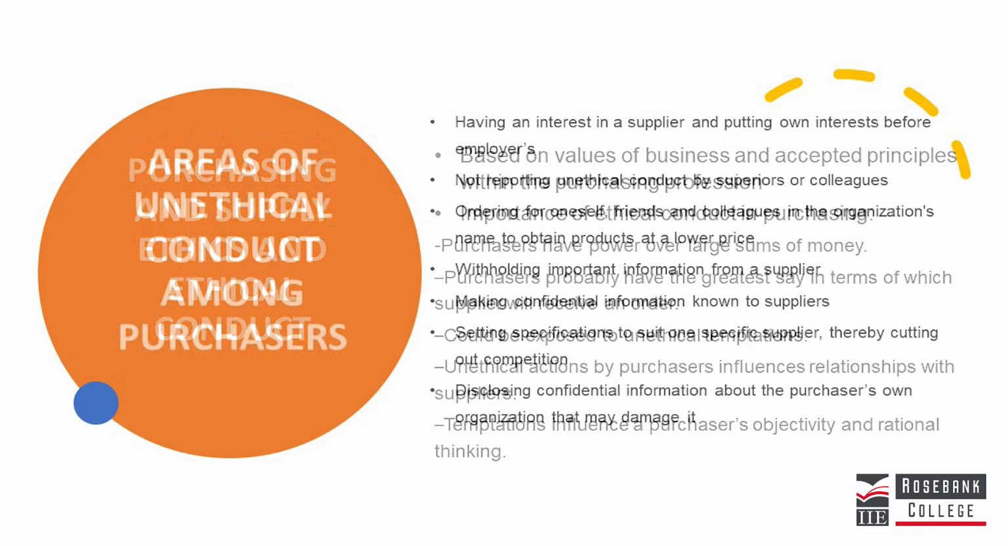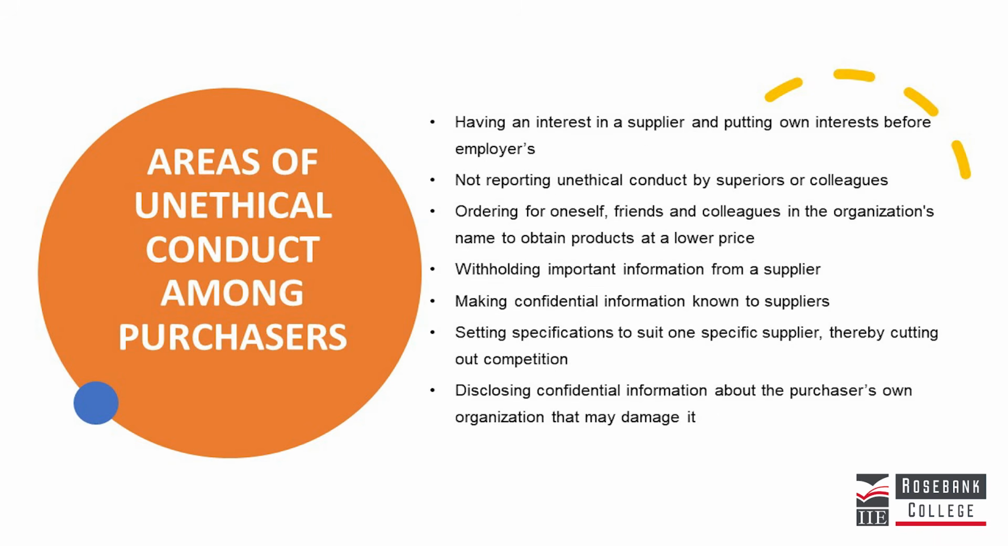These are some of the areas of unethical conduct that purchasers may engage in. Having an interest in a supplier and putting own interests before the employer's. Not reporting unethical conduct by superiors or colleagues. Ordering for oneself, friends, and colleagues in the organization's name to obtain products at a low price. Withholding important information from a supplier. Making confidential information known to suppliers, setting specifications to suit one specific supplier, thereby cutting out competition, and disclosing confidential information about the purchaser's own organization that may damage it.